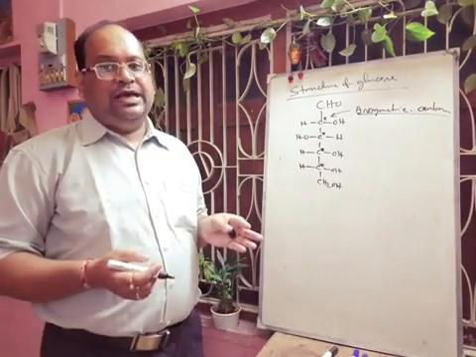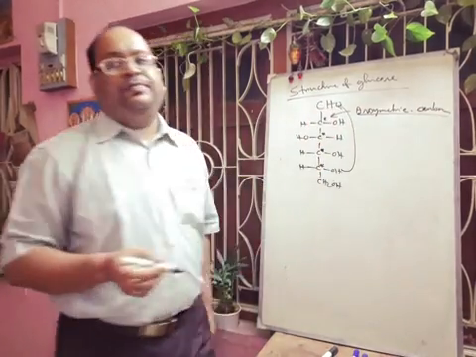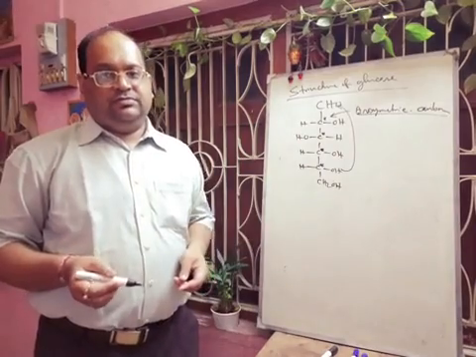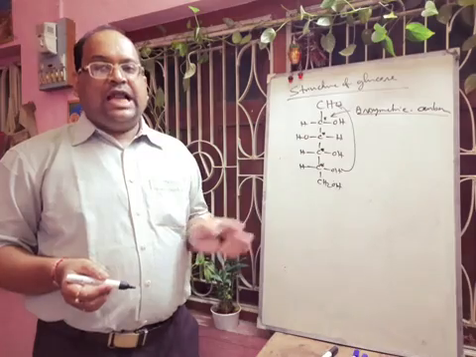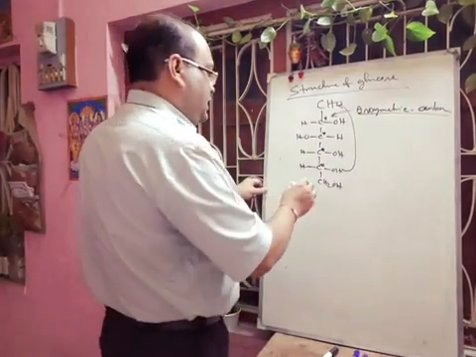Actually what is happening here, this OH will cyclize with this aldehyde group, and there will be formation of stereoisomeric forms, two stereoisomeric forms, one is called alpha-D-glucose, another is called beta-D-glucose. Okay, I am writing the structure, then you can easily understand.